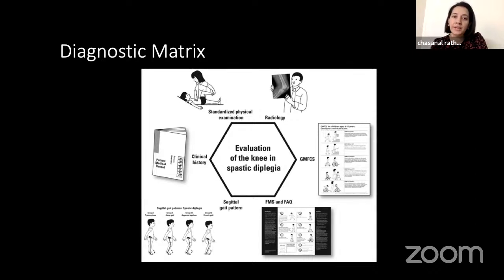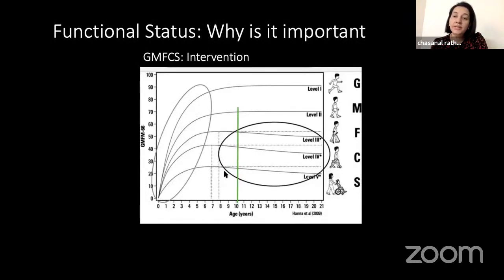Why is functional status important? Every time we do surgeries, we aim to improve the GMFCS level or the functional level of the child. Suppose the child at a particular age is GMFCS level 2 and falls to level 3. That is the time an intervention is needed, when we have to really push the parents that we now need to intervene and not keep focusing on conservative modes or wait for therapy much longer. So we don't let the GMFCS level fall.